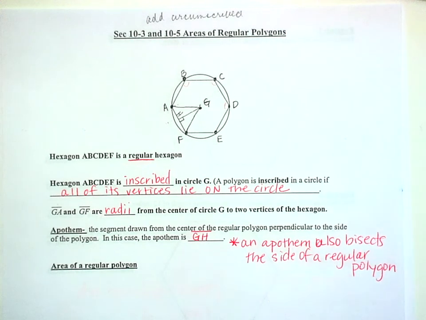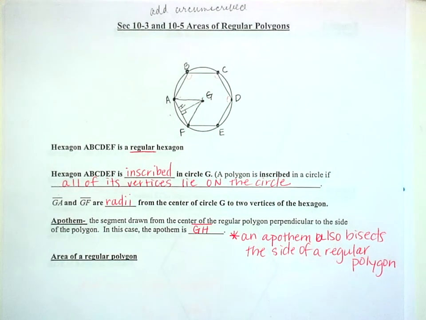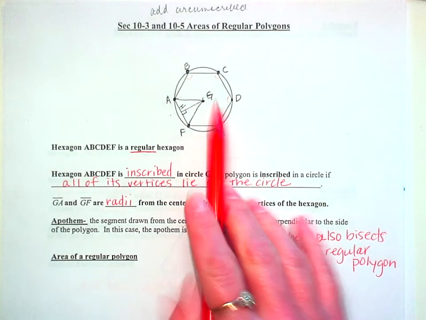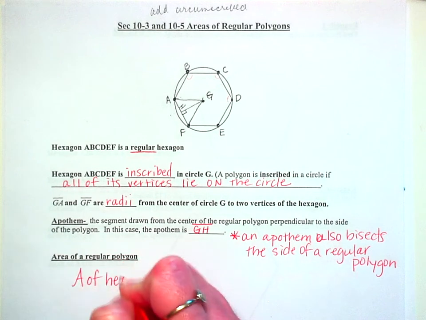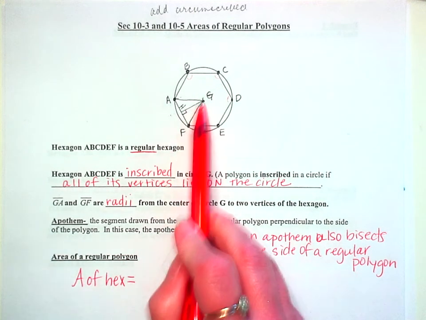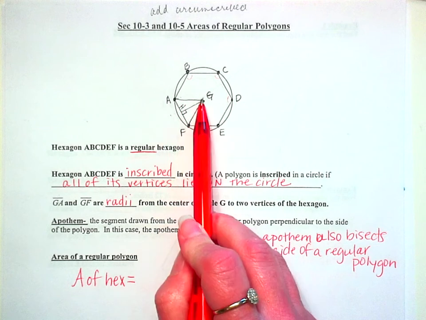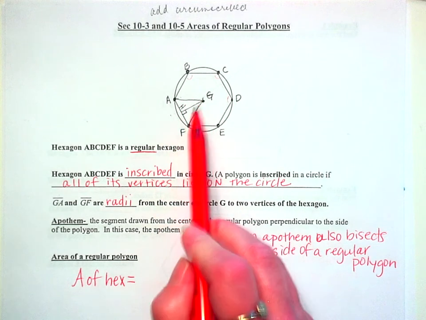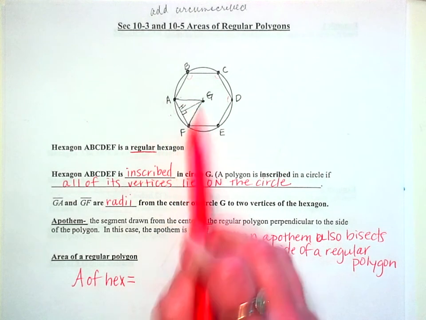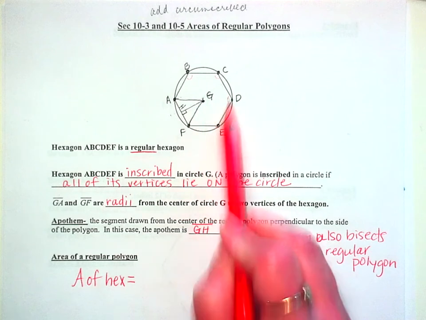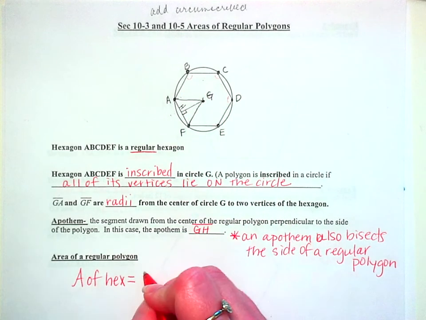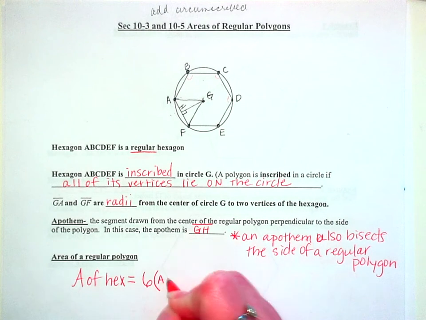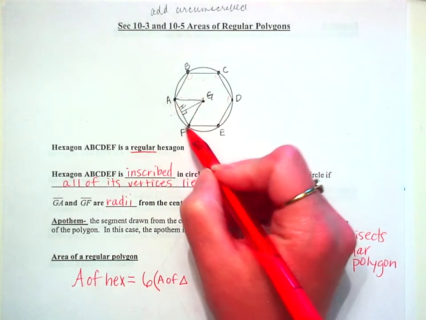We are going to figure out a formula for finding the area of regular polygons. We're going to start with this hexagon. The area of the hexagon would be equal to the area of this triangle times 6, because I can fit this same triangle here, and I could fit that triangle here. I could fit 6 of these triangles inside the shape. So the area of the hexagon would be 6 times the area of triangle GAF.